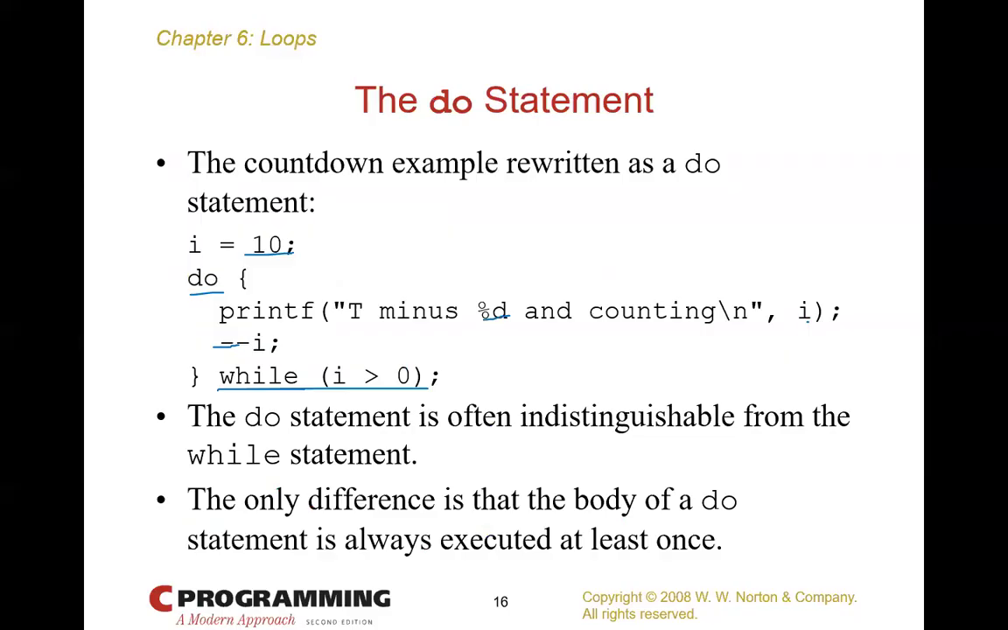So the do statement is often indistinguishable from the while statement. The only difference is that the body of a do statement will always be executed at least once. This part is very important. At least one time it will be executed. Even if the while expression will be false, it will still be executed once.